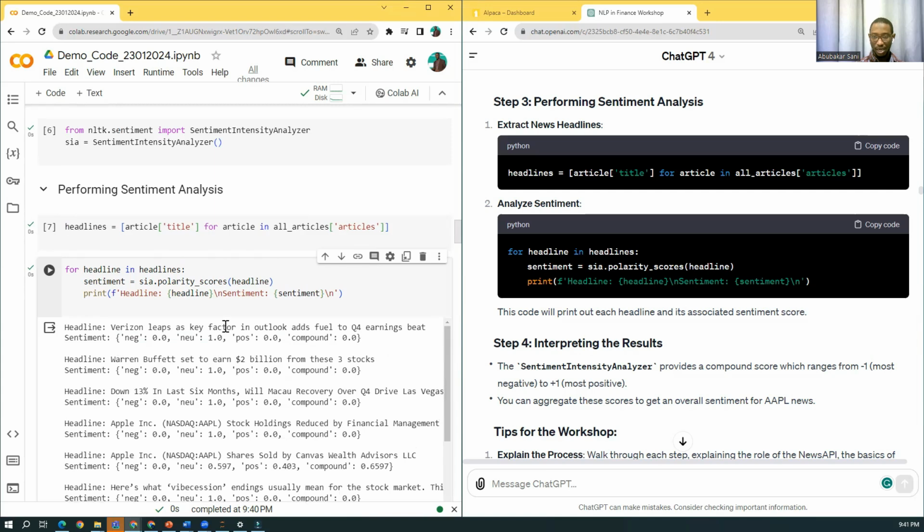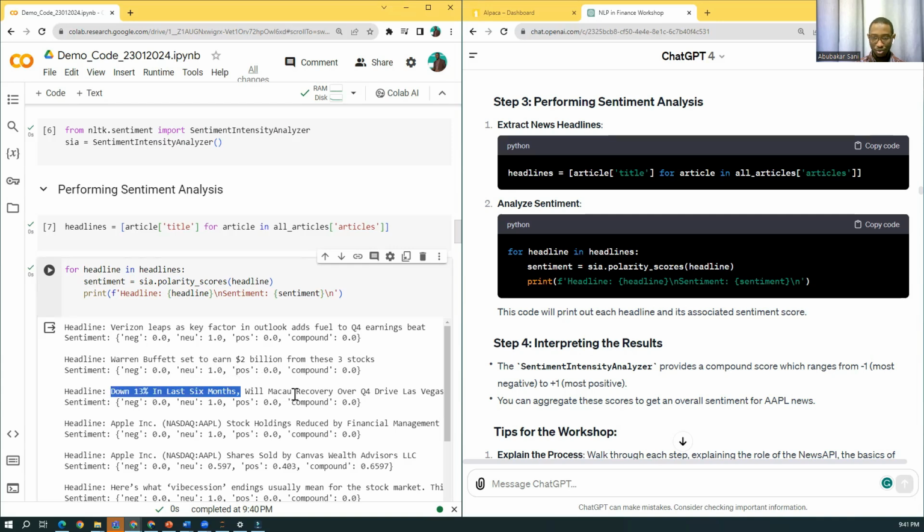Verizon lifts as key factor in outlook, adds fuel to Q4 earnings, and so on. So the sentiment of this article is neutral. Not good for Apple, not bad for Apple. Very neutral. Warren Buffett said to earn 2 billion from these three stocks. What happens if he earns money? By him earning money, does that say anything good or bad about Apple? Of course not. That's why the sentiment was neutral.